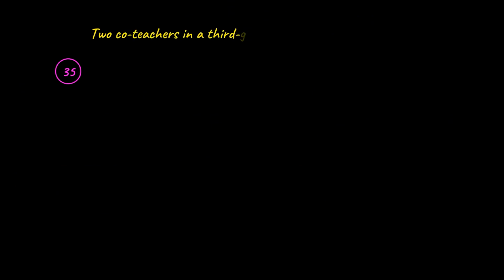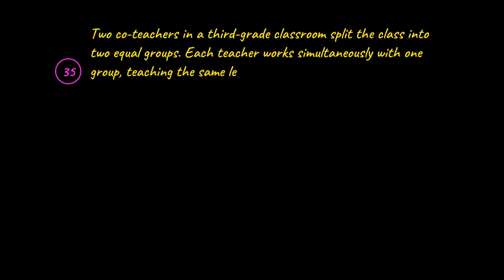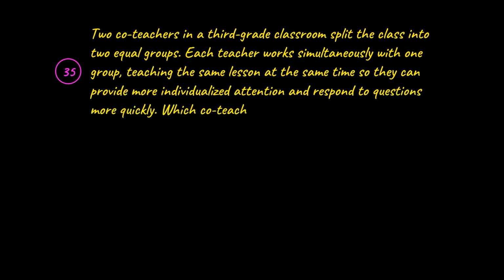Question 35. 2 co-teachers in a 3rd grade classroom split the class into 2 equal groups. Each teacher works simultaneously with one group, teaching the same lesson at the same time so they can provide more individualized attention and respond to questions more quickly. Which co-teaching model are they using?